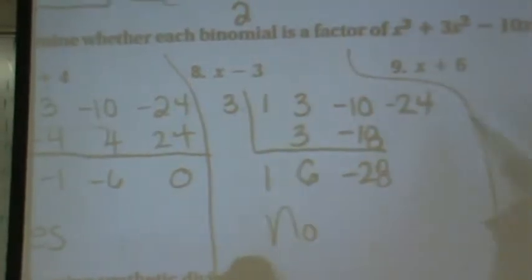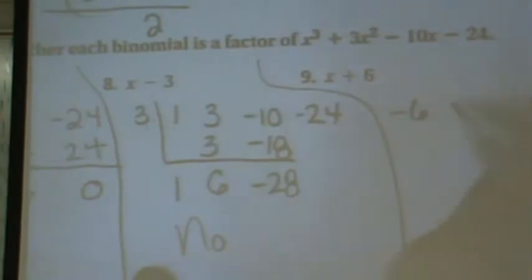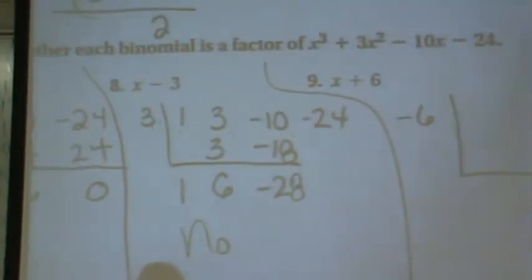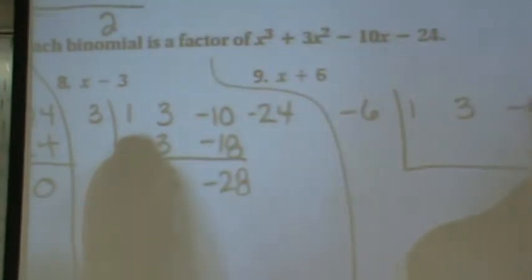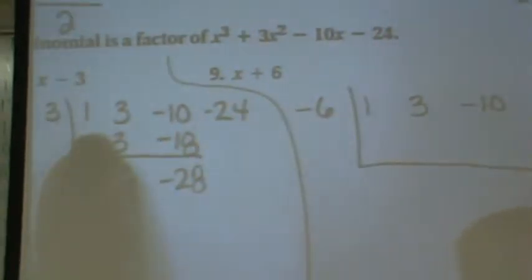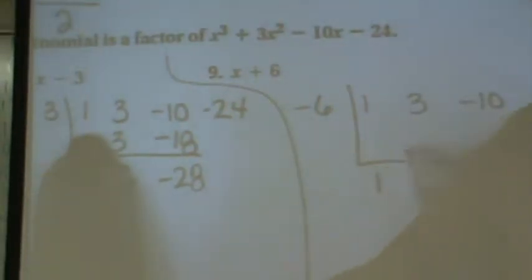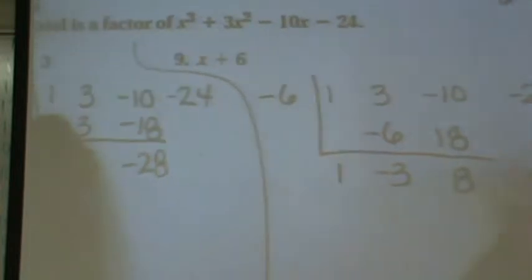And number 9, we're going to put a negative 6 here. And we've got 1, 3, negative 10, and negative 24. Bring down the 1. You get negative 6. Add. You get 18. Add. And you get negative 48. And this is a no, because these are not going to add to 0.